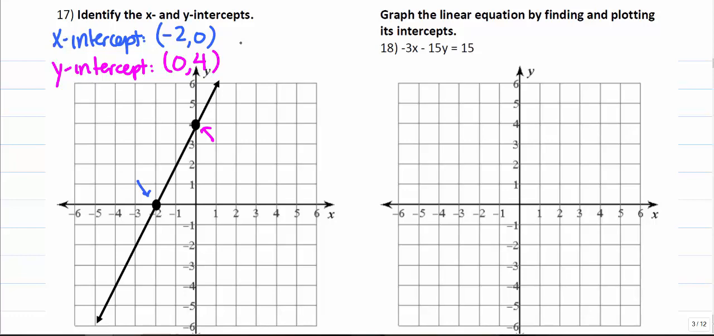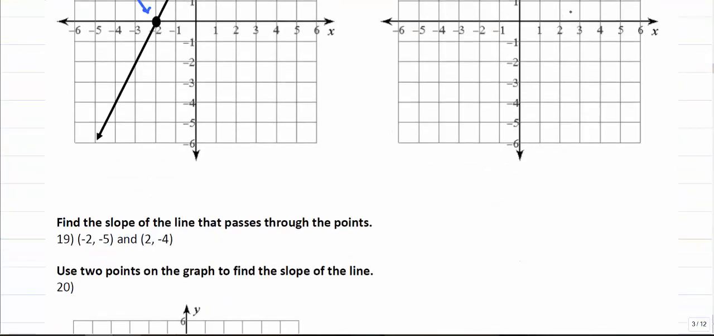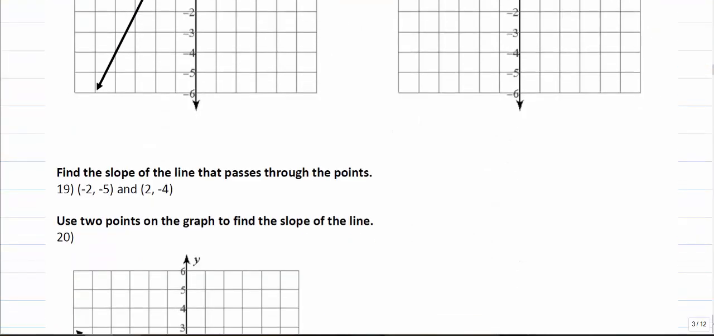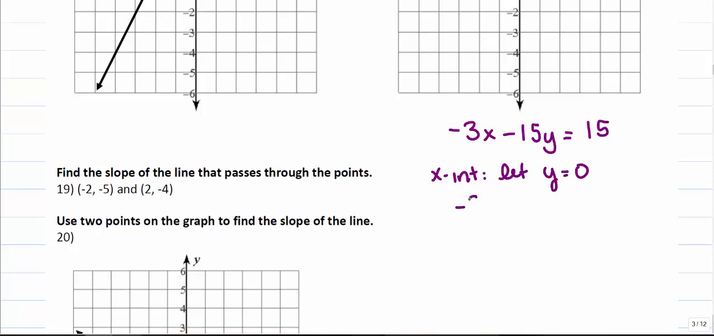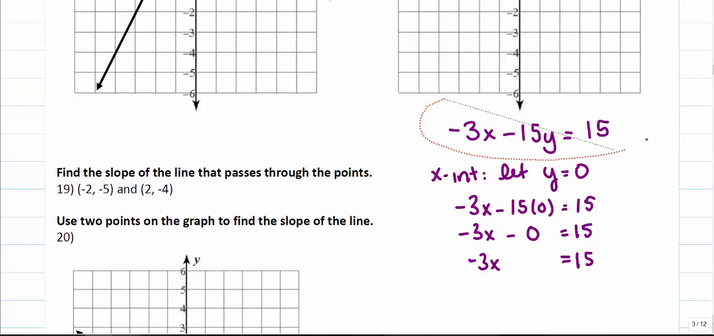All right. Number 18 says to graph the linear equation by finding and plotting its intercepts. Meaning, I'm going to scroll down here for just a second to give myself some space. The equation is -3x minus 15y equals 15. And so to find the x-intercept, you're going to let y equal 0. So notice if you let y equal 0, then you end up with just -3x equals 15.